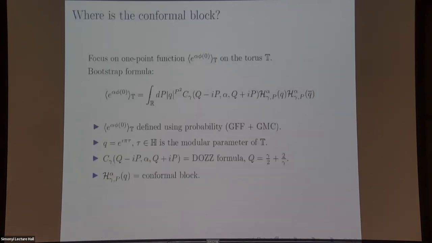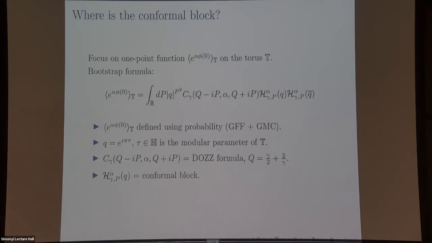So then where is the conformal block? The conformal block comes through, at least in our work, through this bootstrap formula that was proposed by Chomovitz-Chekhov. On the left-hand side, this is the simplest possible bootstrap formula for this one-point functional on the torus. This object on the left-hand side was now rigorously defined through the formalism of Kupiainen, Rhodes and Vargas. And the right-hand side is coming from this algebraic approach, and it's an integral of some objects.